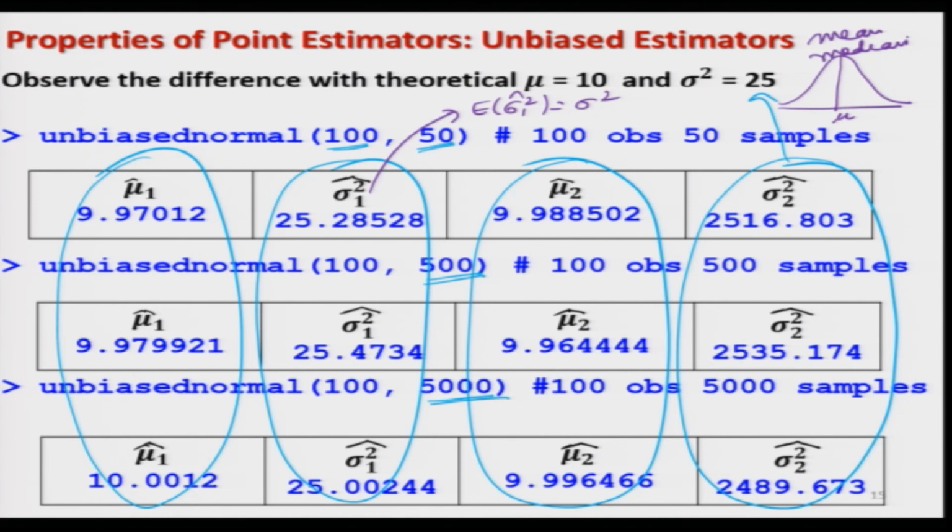So, mu is indicating the mean and mu is also indicating the median, and since the distribution is symmetric, that is why the values of mean and median are coming out to be nearly the same, and it is difficult to judge from the simulation whether mean is an unbiased estimator of mu or median is an unbiased estimator of mu. The fact is this, that mean is an unbiased estimator of mu, whereas sample median is a biased estimator of mu.